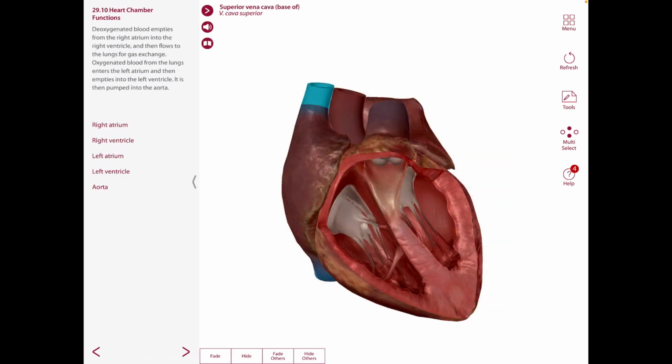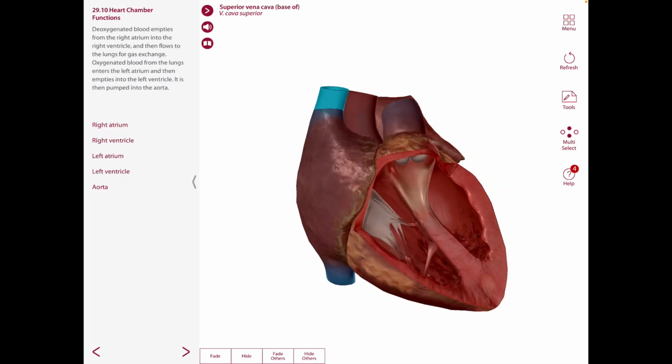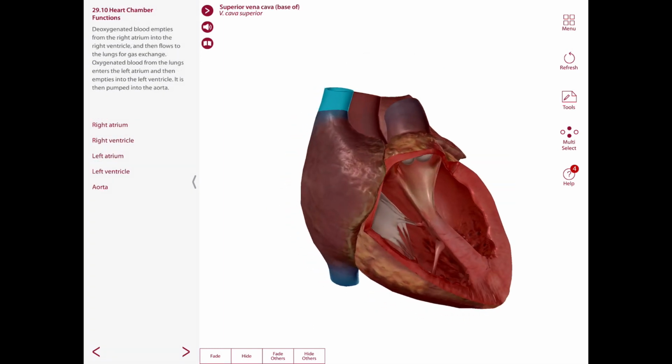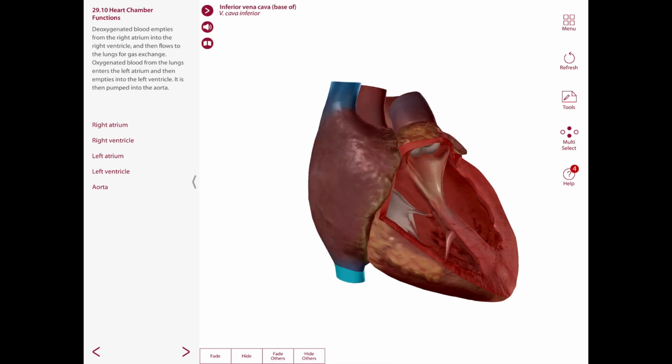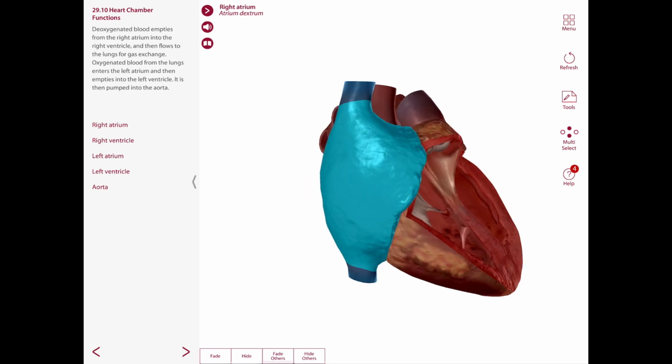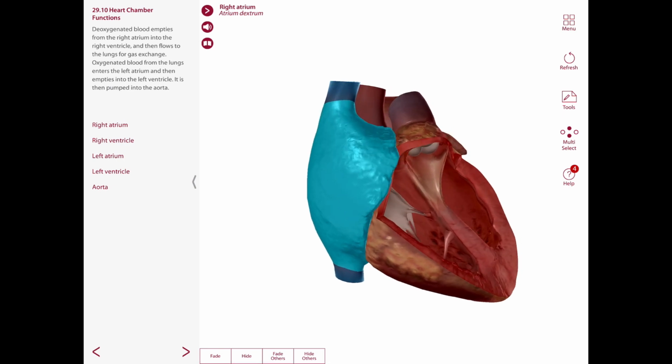Now on this anterior view, you can see the superior vena cava opens into the upper part of the right atrium, and it drains blood from the upper parts of the body above the diaphragm. And then we also have the inferior vena cava that opens into the lower part of the right atrium, and it drains blood from the lower parts of the body below the diaphragm.